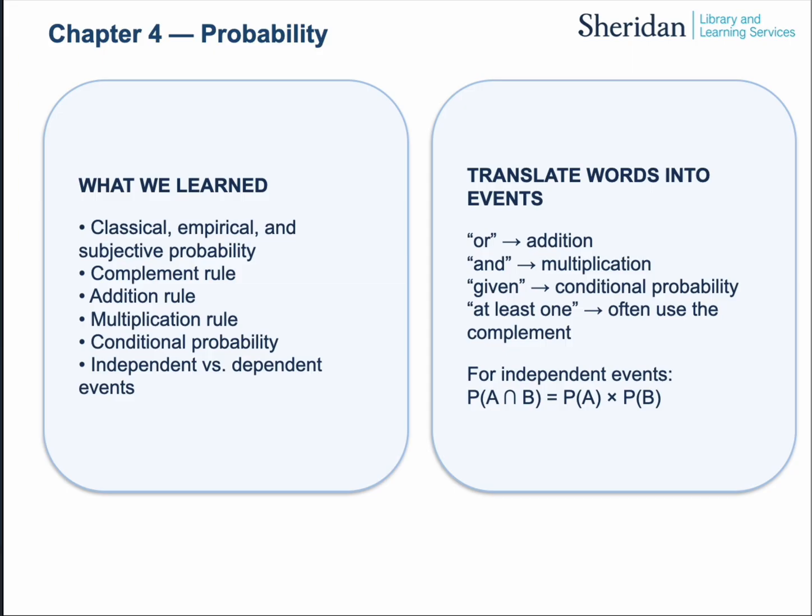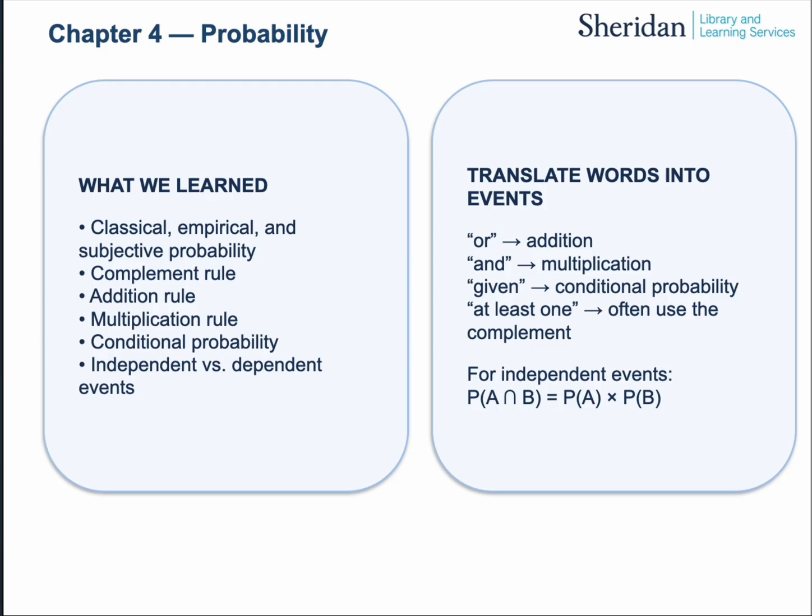Finally, let's talk about independent and dependent events. Independent events do not influence each other, for example, rolling a dice twice. Dependent events do influence each other, for example, drawing cards from a deck without replacement. Understanding whether events are dependent or independent is extremely important because it tells you which probability rule you should use.